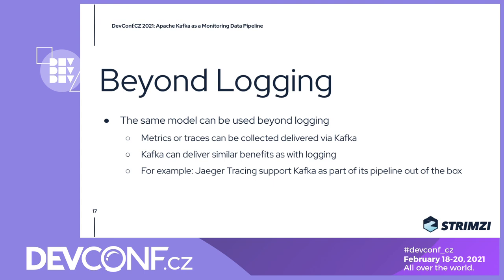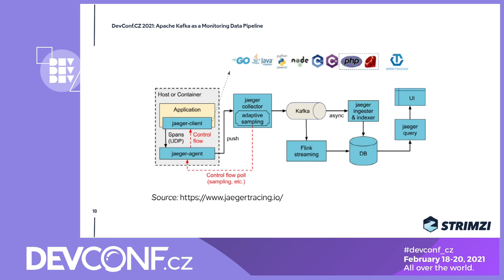And as an example, the Jaeger tracing project, which is a popular project for tracing of events across your applications, is another example of a system which supports Kafka directly out of the box. So you can have the Jaeger collector send data to Kafka, and you have Kafka as the middleman decoupling the collector from the ingesters which ingest it and push it into the storage, and from the query server which is used for querying the tracing data. So that's another example of this pattern used for tracing.